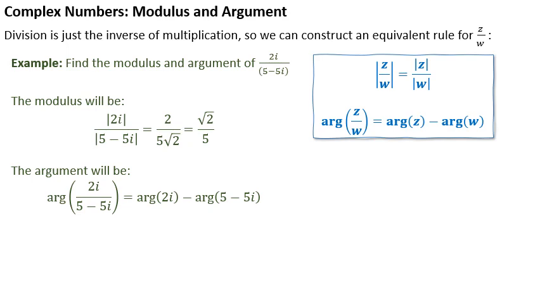Now 2i, like we said, is an easy one to visualize, and I'd recommend you get into the habit of visualizing these things. 2i is going to sit somewhere on the vertical axis, the imaginary axis, which means that the argument is going to be the anti-clockwise angle that takes you from the x-axis to the y-axis, essentially. That's 90 degrees, pi by 2.